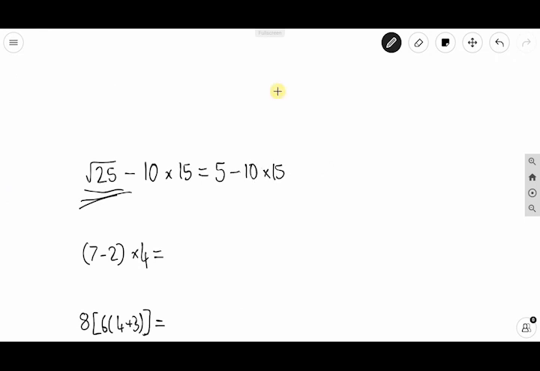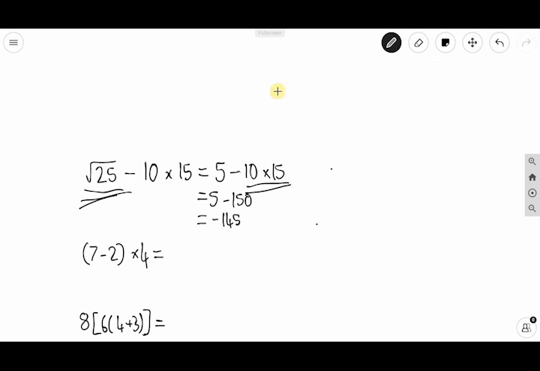So here, multiplication is higher than subtraction in the order of operations, as I told you before. So instead of doing 5 minus 10 first, we do 10 multiplied by 15 first. Okay, let's do it. So 5 minus 150. Next, we only have one operation, subtraction, so we do 5 minus 150, giving us negative 145.